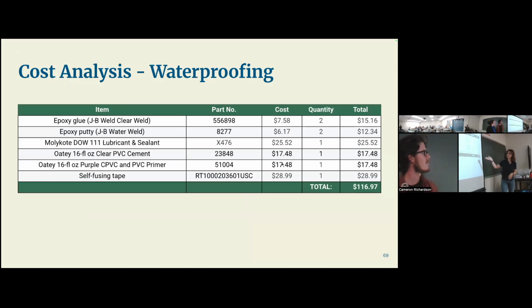And here you can see the total cost of waterproofing material, and it is around 120. Okay, it's true that we had to sacrifice some part of our modularity, but at least we could keep the cost at a reasonable amount.